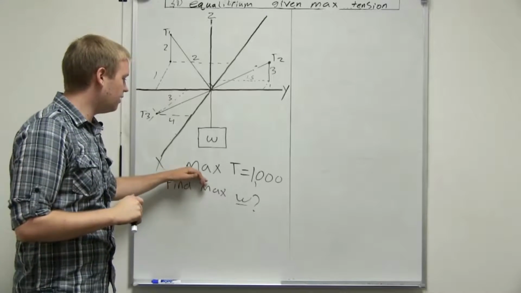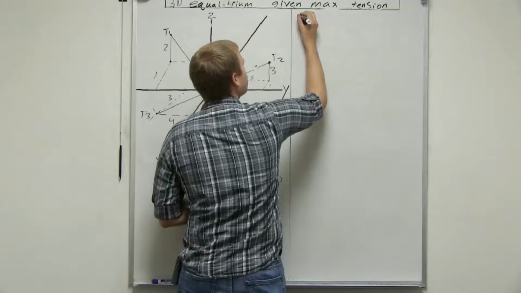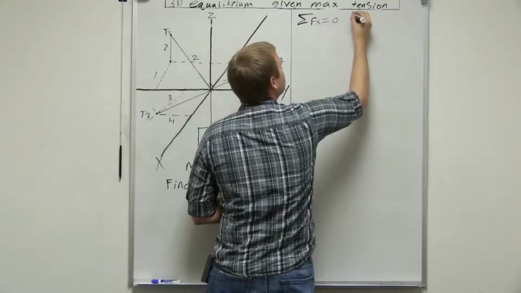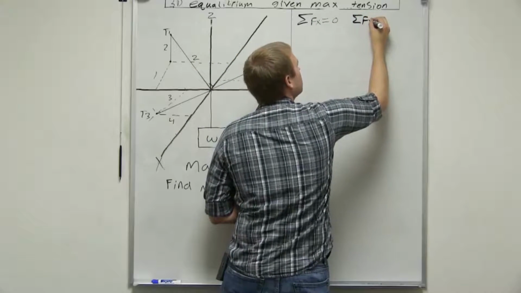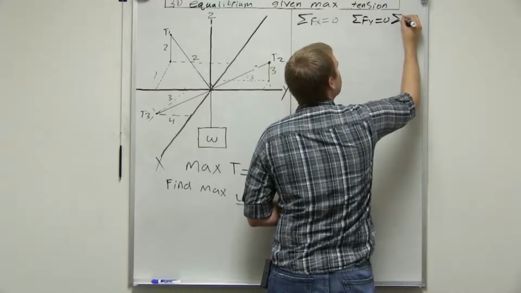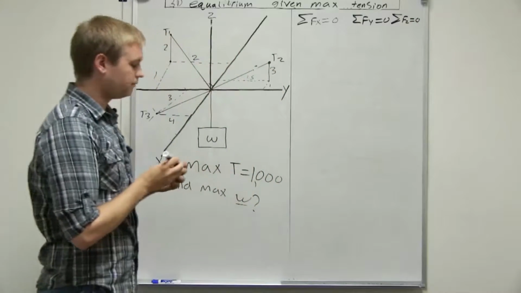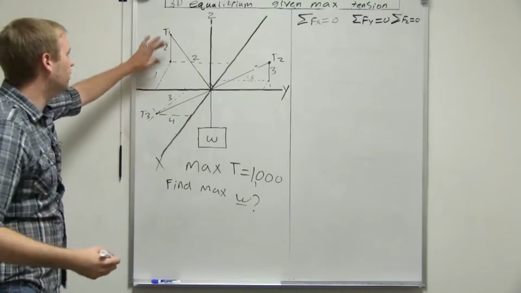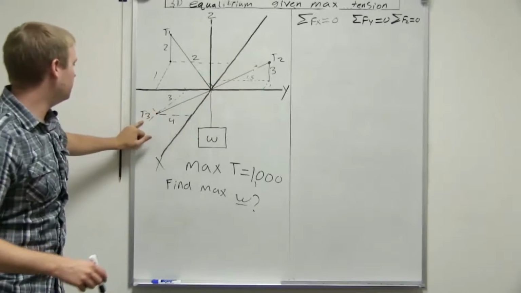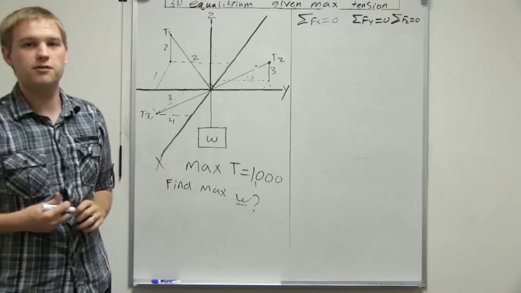To be able to get this, well, we need to do the sum of the forces in the x equals 0, sum of the forces in y equals 0, and sum of the forces in the z equals 0. Okay, there are 3 equations we have, but if you notice, we have 1 unknown, 2 unknowns, 3 unknowns, 4 unknowns. So we need one more equation to be able to solve this.